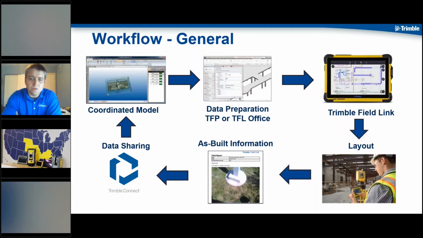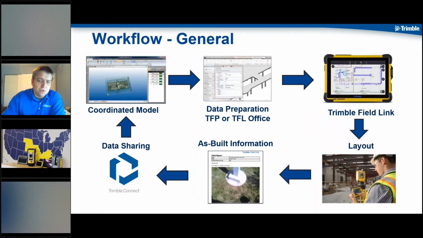Or if you don't, we're going to go to a Trimble Field Point or Trimble Field Link office and prepare that data. Okay, from there, we will kick it out via Trimble Connect or another method to the tablet, which can go out to the field for layout or collecting data or doing surface models like we're going to show you today. And then in the bottom middle is our as-built information, okay? That is what I'm focusing on today with reporting, okay? So that's a field report example there, which I'll show you here in just a minute.